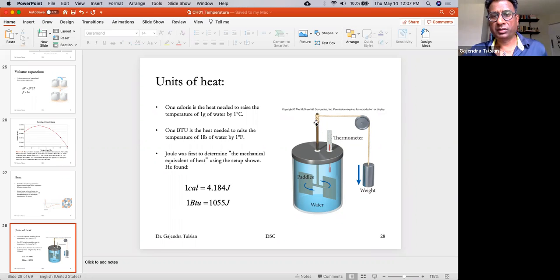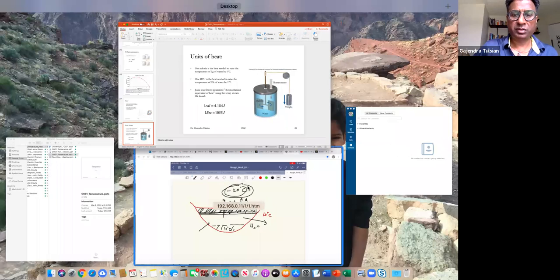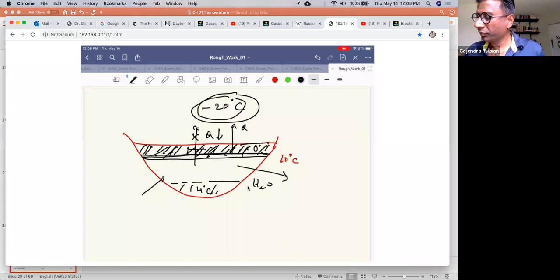Okay, so you can see that here's this string that goes over a pulley with the weight attached to it. And as the weight falls, it turns the paddle. So what you do is, you drop the weight to a certain height, it turned the paddle, which warmed up the water, and you measure the rise in temperature in the water. Okay. And so what Mr. Joule did was the following.